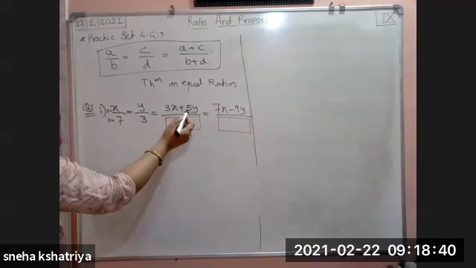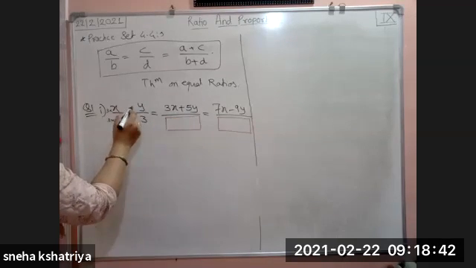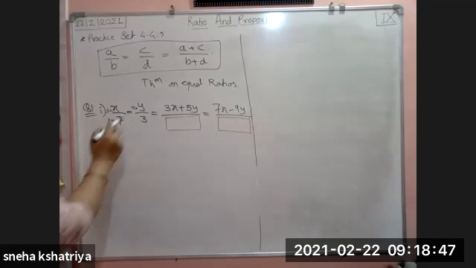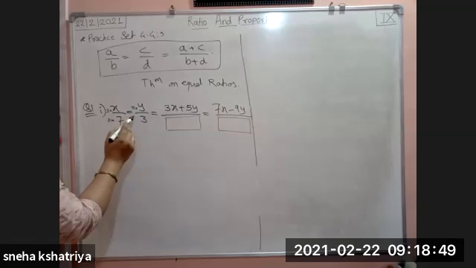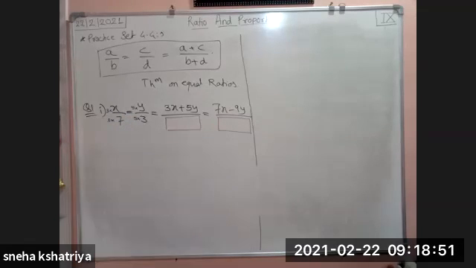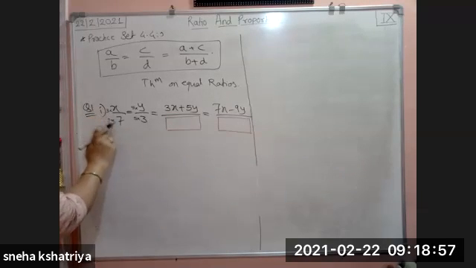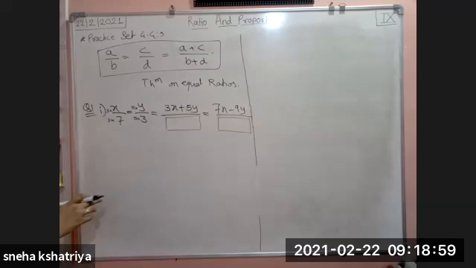Here see 5, y. Y is multiplied by 5. So we have to multiply by 5 to y. If we are multiplying 5 to the numerator, then we have to multiply it to the denominator also. So what we are going to do here, we are multiplying 3 to x and 5 to y upon 3.